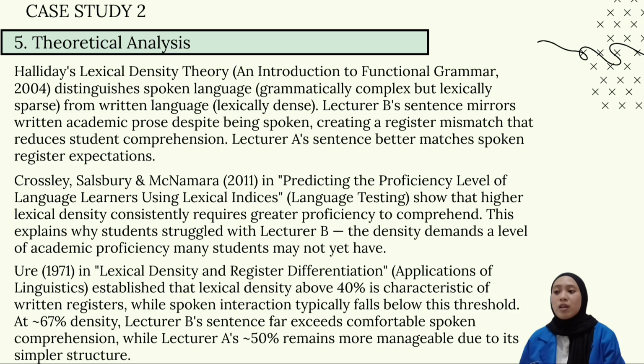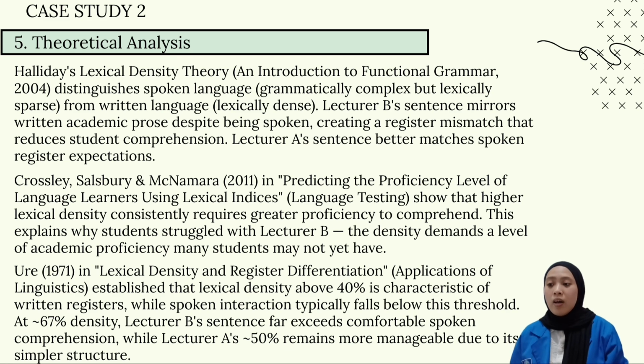Halliday's lexical density theory distinguishes spoken language, grammatically complex but lexically sparse, from written language, lexically dense. Lecturer B's sentence mirrors written academic prose despite being spoken, creating a register mismatch that reduces student comprehension. Lecturer A's sentence better matches spoken register expectation. Crossley, Salisbury, and McNamara show that a higher lexical density consistently requires greater proficiency to comprehend. This explains why students struggle with lecturer B. The density demands a level of academic proficiency many students may not yet have.